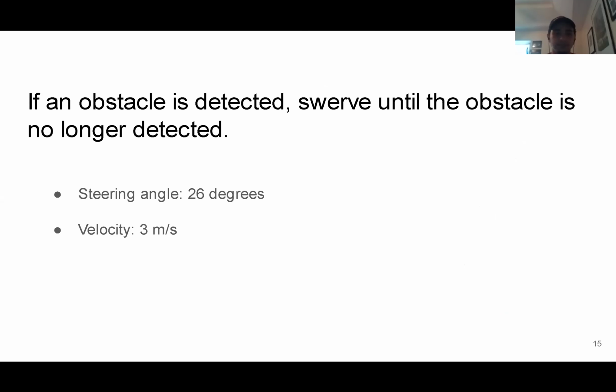So like I said, once an obstacle is detected, we would swerve until the obstacle no longer falls within that 27-degree scanning range in front of the car, at which point Pure Pursuit would take over again. When swerving, we found empirically that a steering angle of 26 degrees and a velocity of 3 meters per second were most effective.